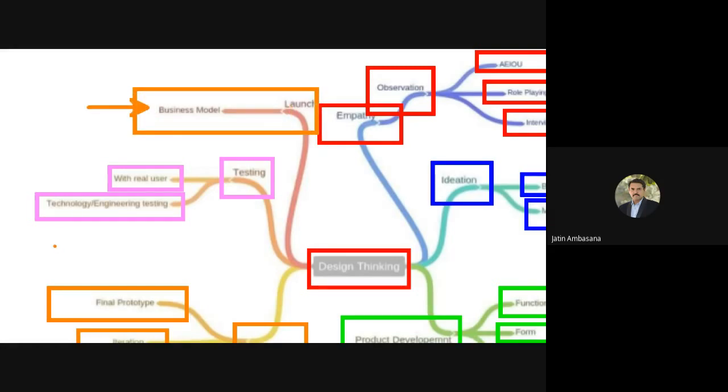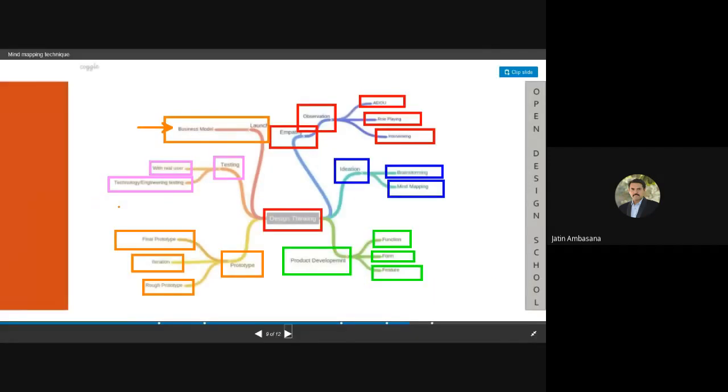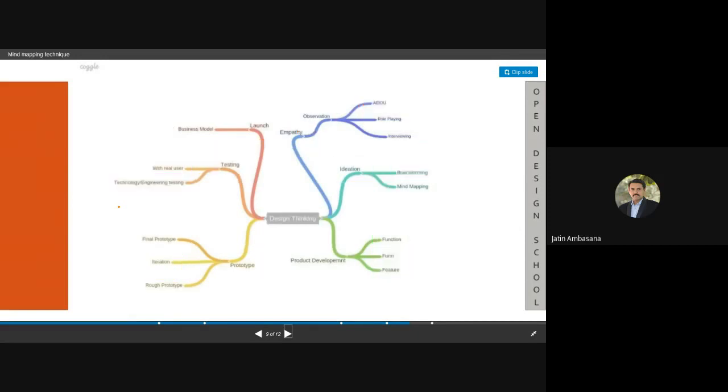Okay, so you can see this is how the mind map of design thinking has been used, right? This is what we do in our subject, in this design engineering, right? We basically have to make empathy, do the observation, make the ideation sheets, do the product development, make a prototype, and even test it out. And in final semesters you will be doing the business model.